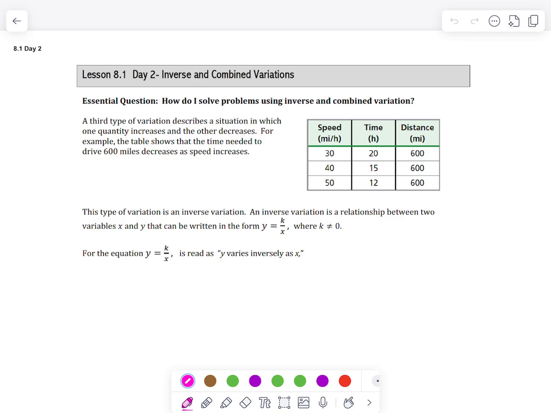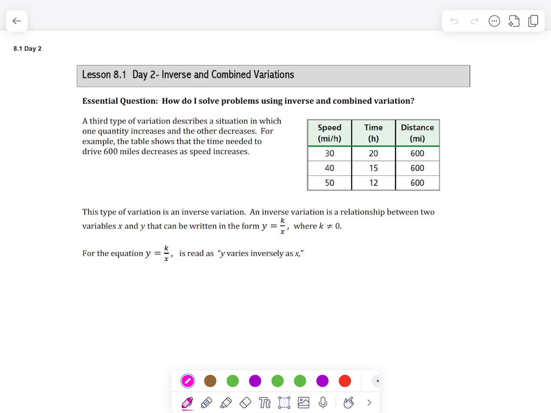Right, this is on inverse and combined variations. So we've already studied direct and joint variation. A third type of variation described is a situation in which one quantity increases and the other decreases. For example, the table that shows the time needed to drive 600 miles decreases as the speed increases.